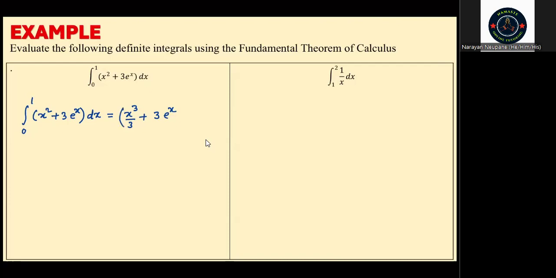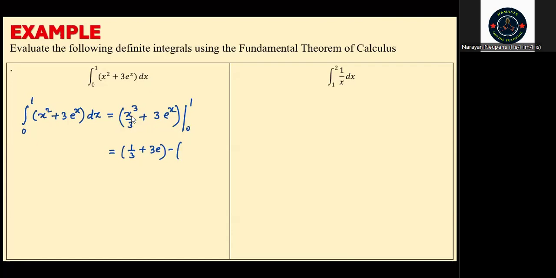And we have to evaluate this between 0 and 1 using the fundamental theorem of calculus, meaning we plug in the upper limit into this, subtract, and then plug in the lower limit. So if I plug in upper limit 1, it will be 1 cubed over 3, which is 1/3, plus 3 times e to the 1. E to the 1 is e, so 3e. We subtract and plug in the lower limit.